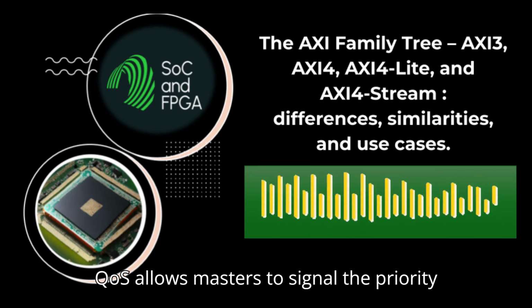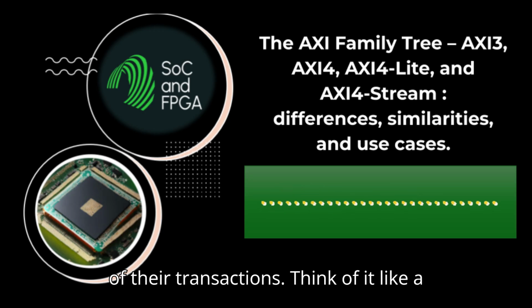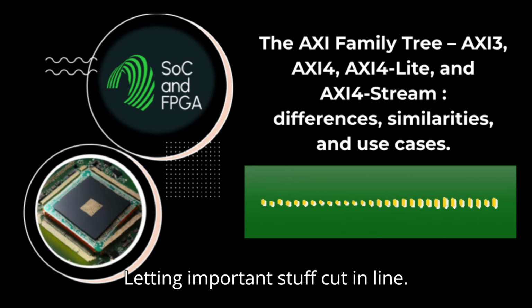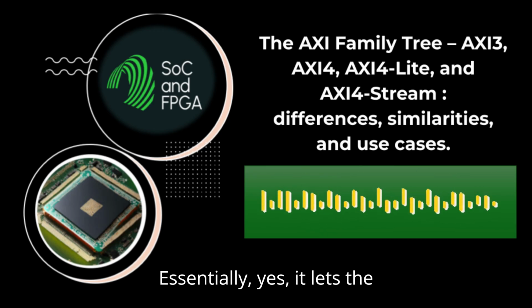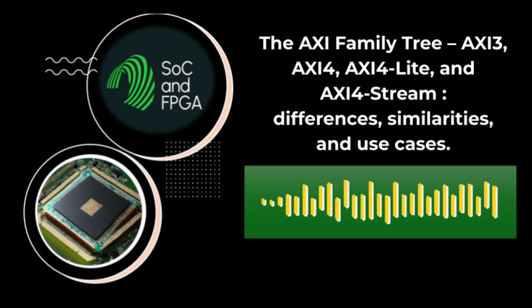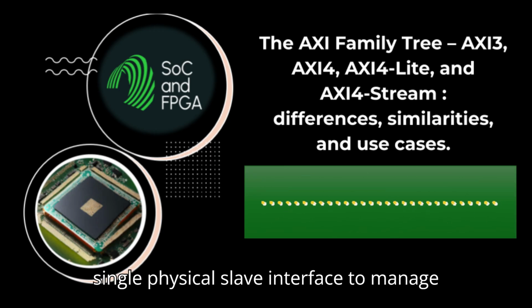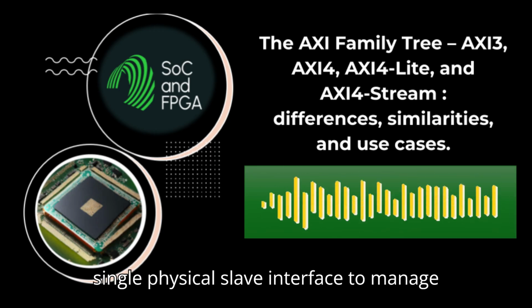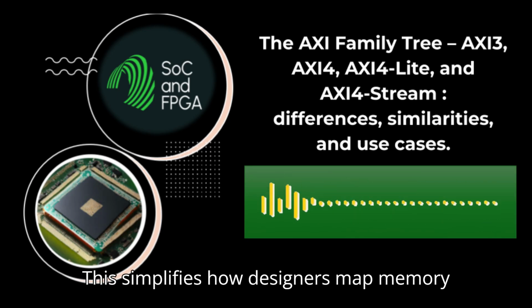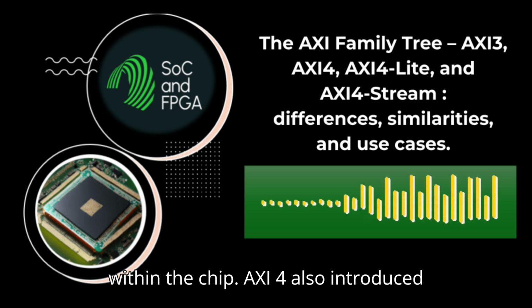Interesting. What was added? Two highly impactful additions were quality of service, QoS, and regions. QoS allows masters to signal the priority of their transactions. Think of it like a fast pass lane for critical data. Right, letting important stuff cut in line. Essentially, yes. It lets the interconnect prioritize bandwidth and reduce latency for urgent transfers. Regions, on the other hand, allow a single physical slave interface to manage up to 16 distinct logical memory areas. This simplifies how designers map memory within the chip.